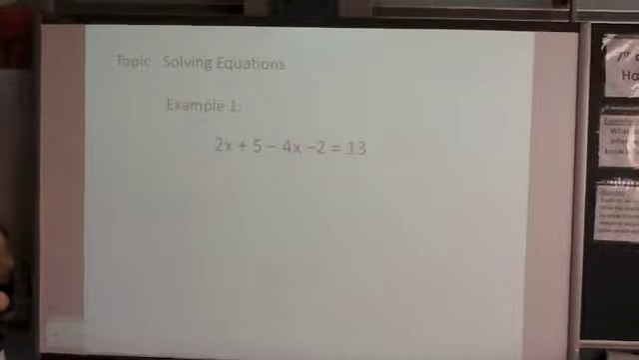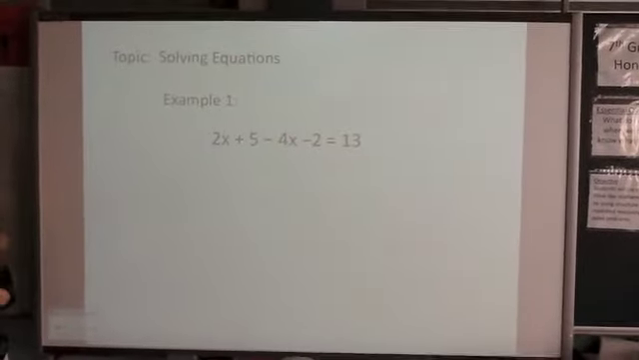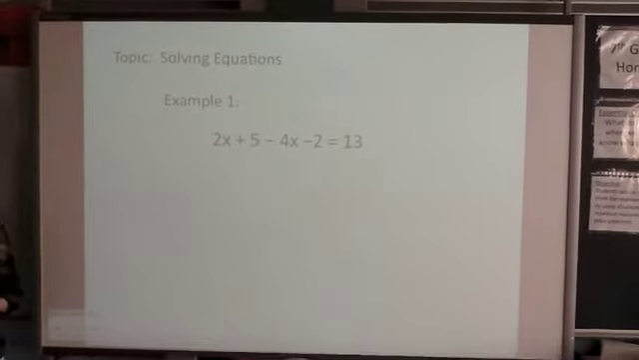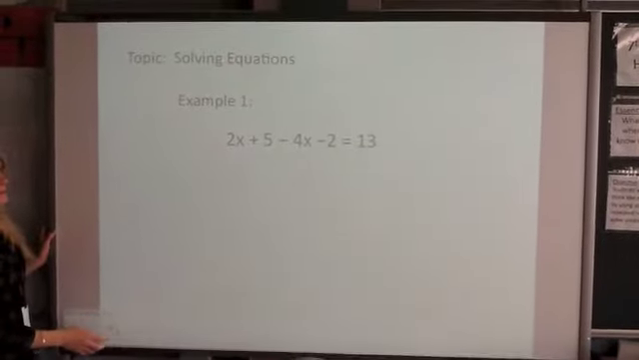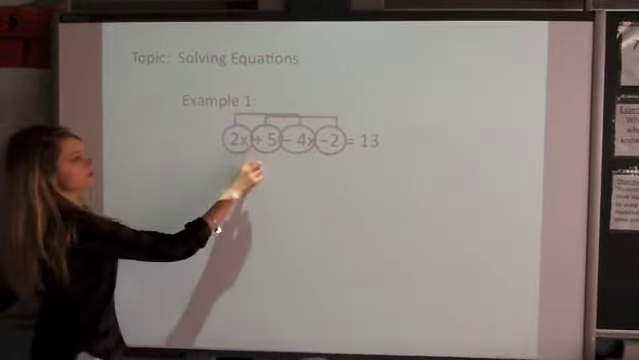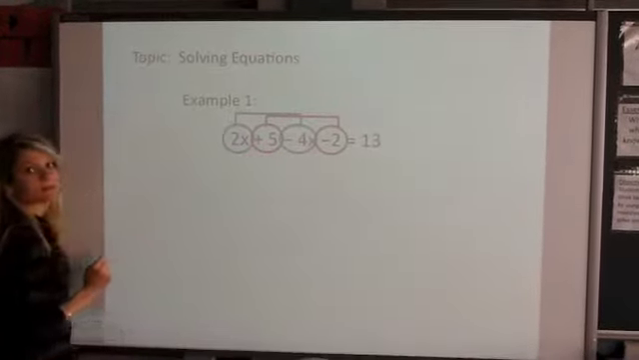Today we're going to be reviewing solving equations. So for our first example, we have 2x plus 5 minus 4x minus 2 equals 13. So I'm going to start by drawing circles around my like terms. So 2x and negative 4x are like terms because they both have x.